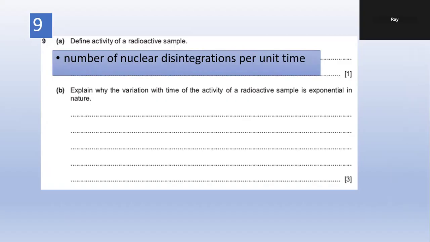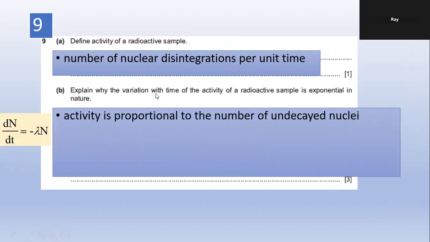Explain why the variation with time of activity of a radioactive sample is exponential in nature. This one you have to know how to derive, then you can use that to explain. Activity is directly proportional to the number of undecayed nuclei. That's what it means. And this is activity A.